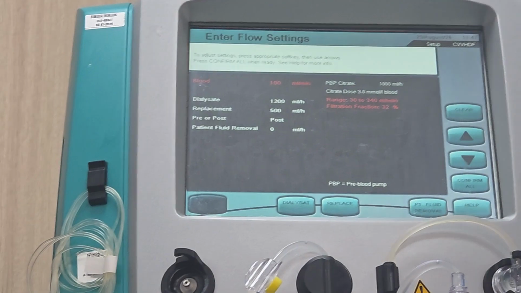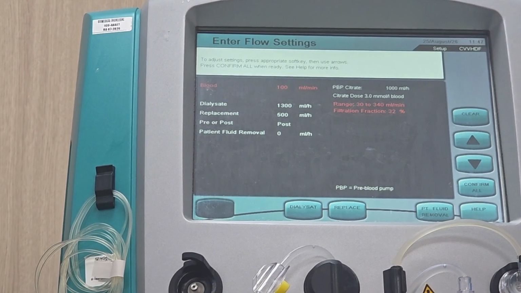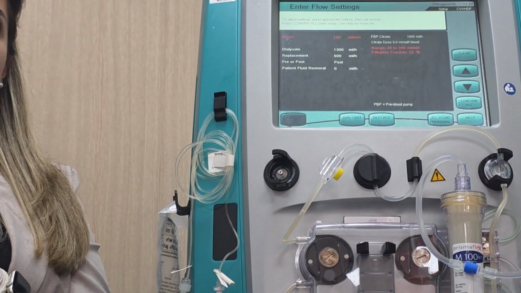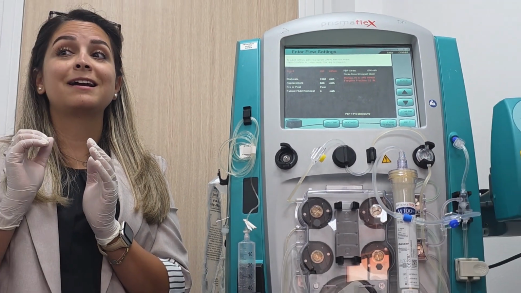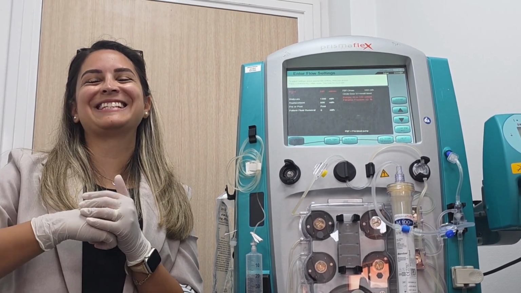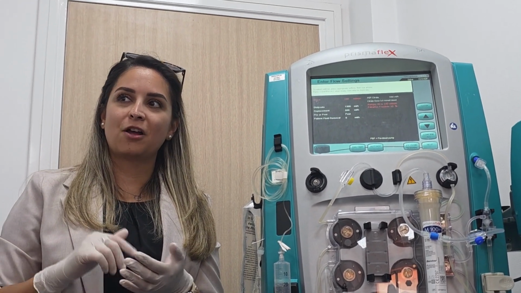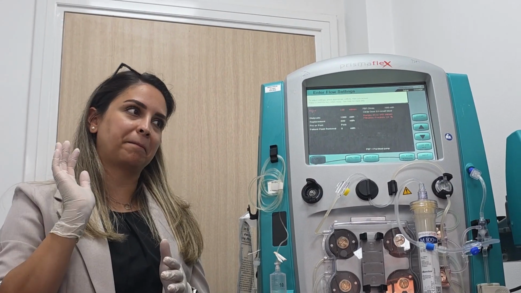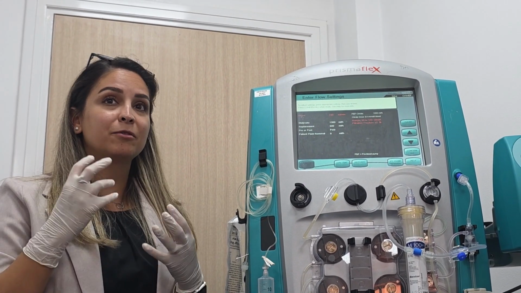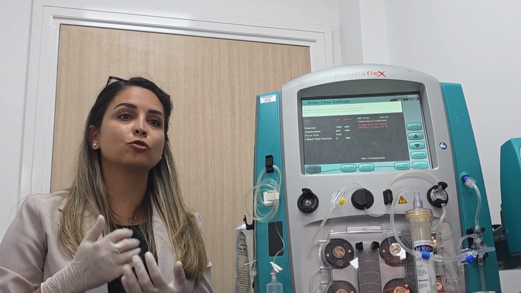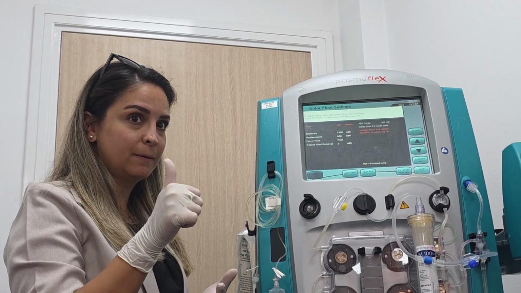So how much is the filtration fraction? 32%. Accepted or no? No, it's fine. Here we accepted. That's the trick. In citrate, I don't care about filtration fraction. 30, 40, 50, I don't care. Because remember, citrate is removing all the clotting factor from the blood. So don't worry about filtration fraction. Good? So confirm.